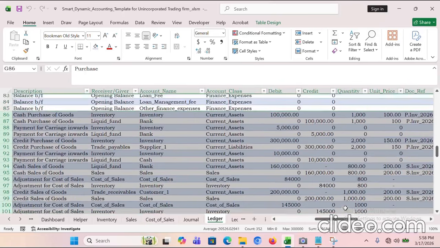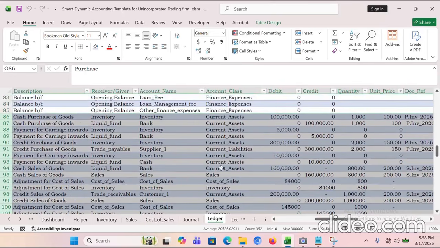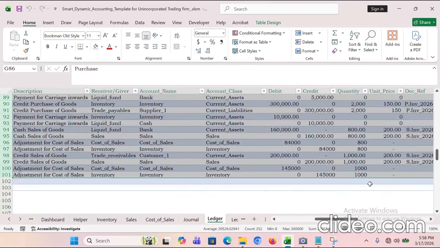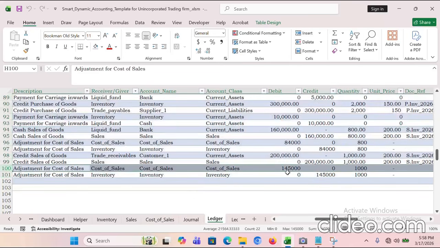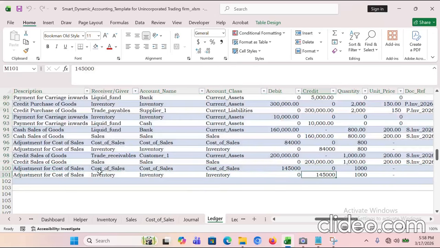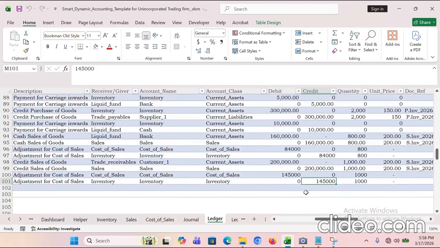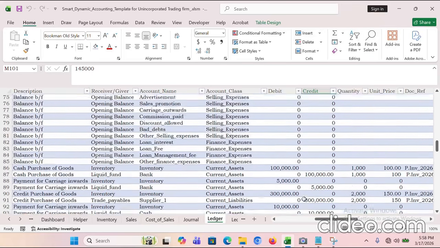So the smart Excel automatically knows the accounts with debit and credits. If you check them, it's debiting the correct account and crediting the correct account. In this case, it was debiting cost of sales, because cost of sales is an expense, and it's crediting inventory where the sales was made from. So this is the ledger.